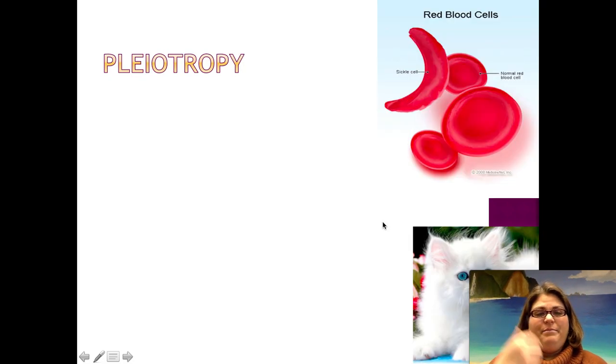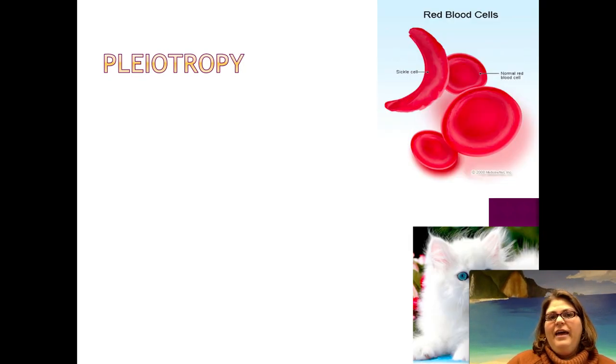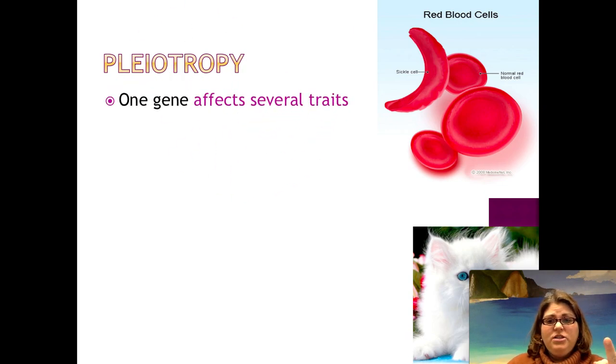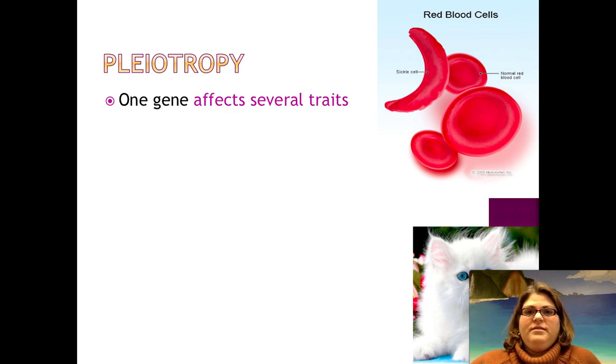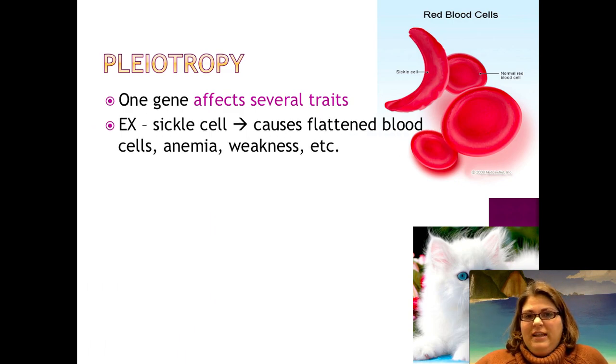The last, I spoke before, one more trait today, and that's pleiotropy. Pleiotropy is a situation in which one single gene has multiple phenotypes. In other words, it affects several different traits. So sickle cell is a good example. Sickle cell causes flattened blood cells. It also causes anemia, weakness, a number of other conditions.